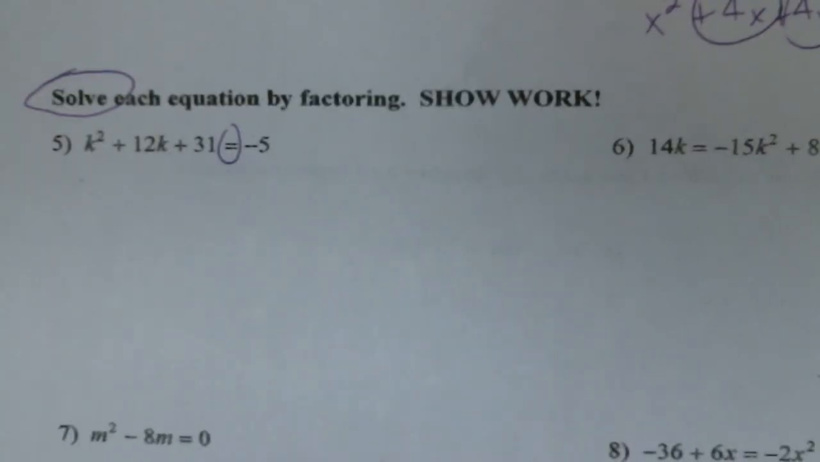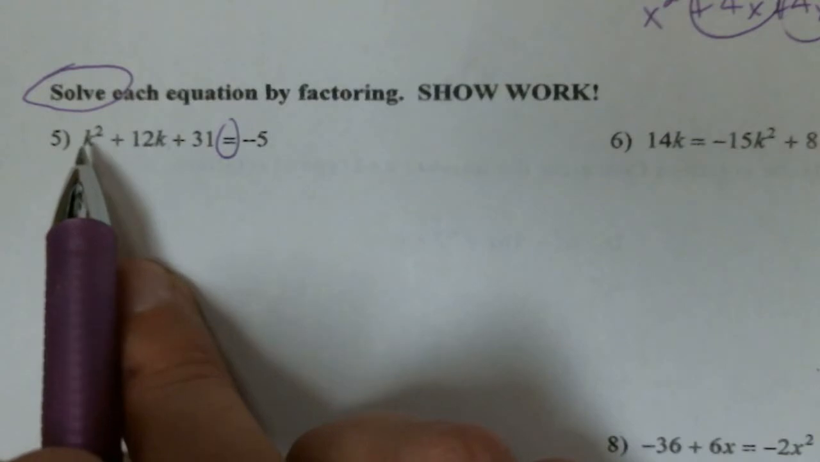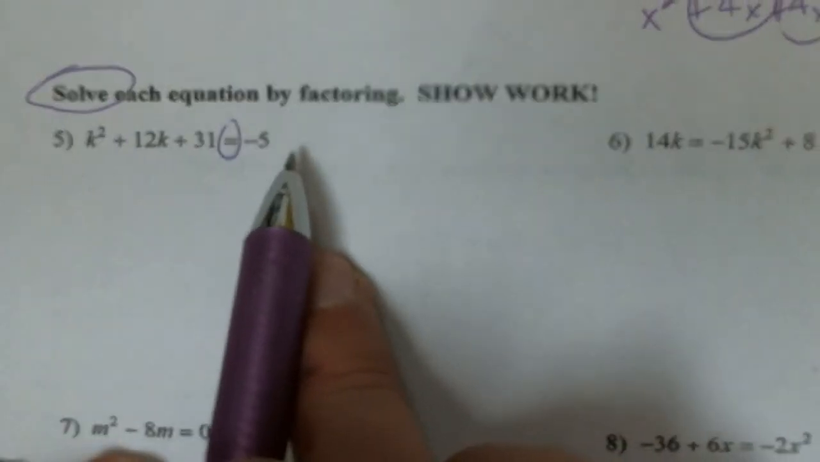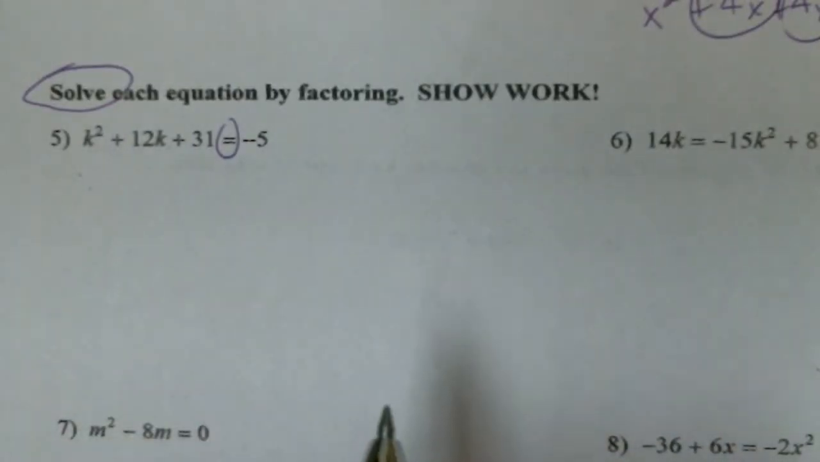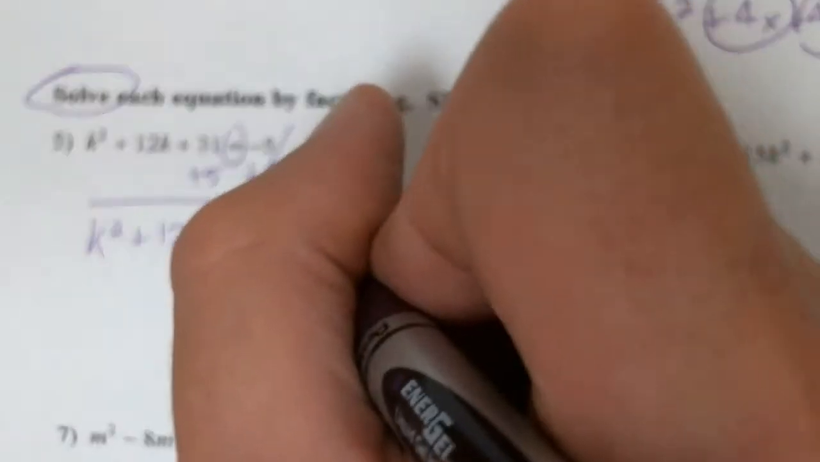Okay, so when I'm solving, guys, I want my quadratic set equal to 0. So the first thing I want to do, and I always want the squared term to be positive. Don't ever have like a negative k squared or negative x squared. That just complicates the matter. So I'm going to go ahead and add the 5 to both sides. Okay, those cancel. All right, so I have k squared plus 12k plus 36, okay, equal to 0.